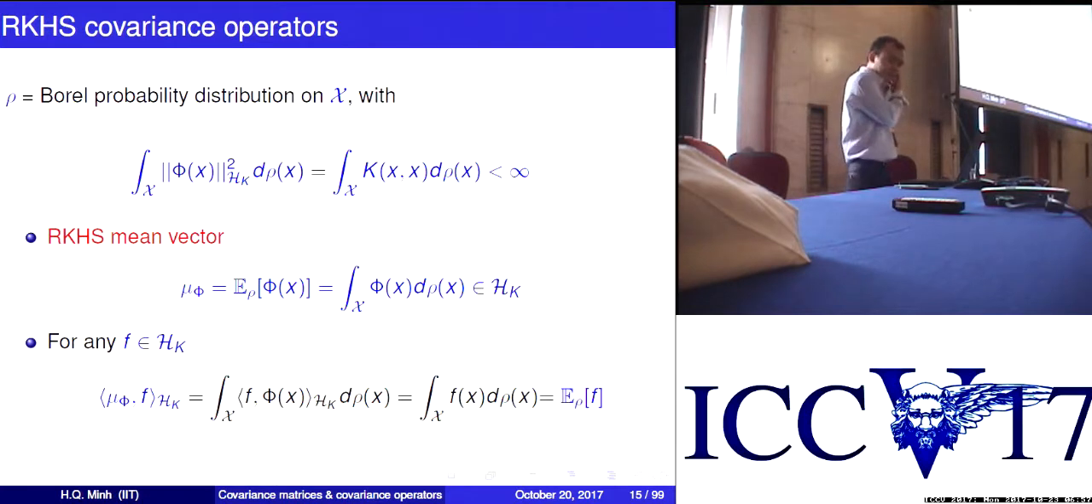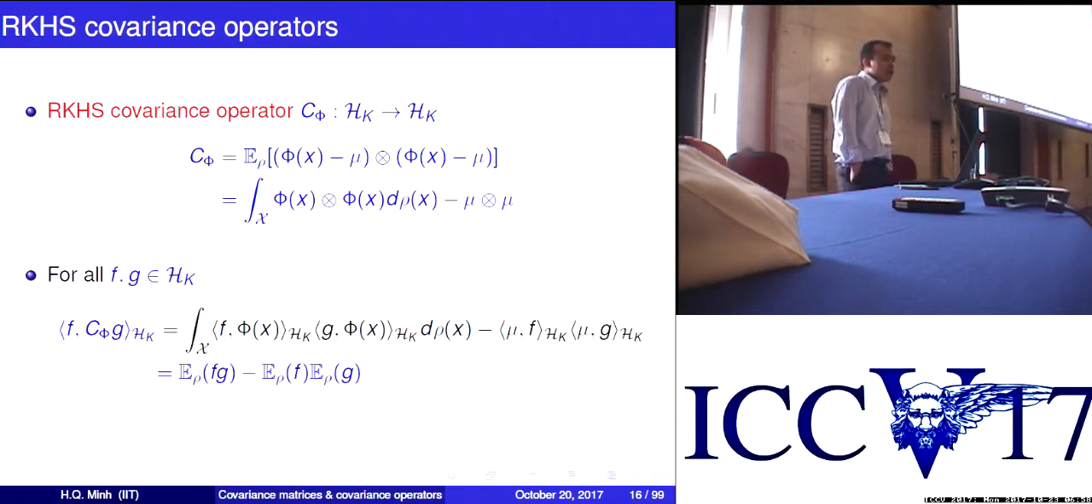It has the property that if we take the inner product of this mean vector mu_phi with any function f in H_K, then we just have the expectation of the function f. We can do the same thing for the covariance operator. Instead of taking the expectation of (x minus mu)(x minus mu) transpose, where this product is actually just a generalization of the transpose, we just map using phi. Then we have the covariance operator.